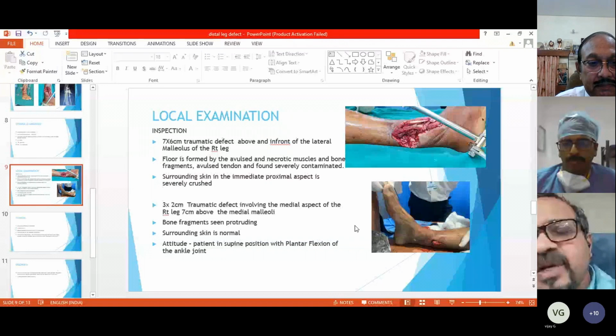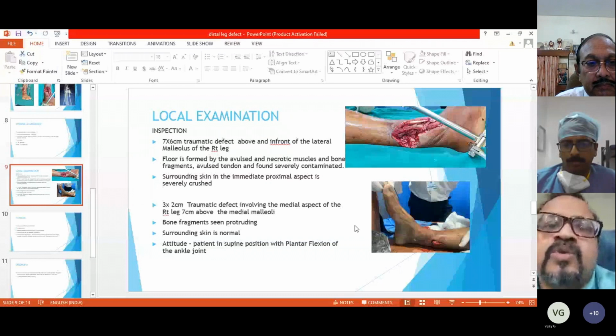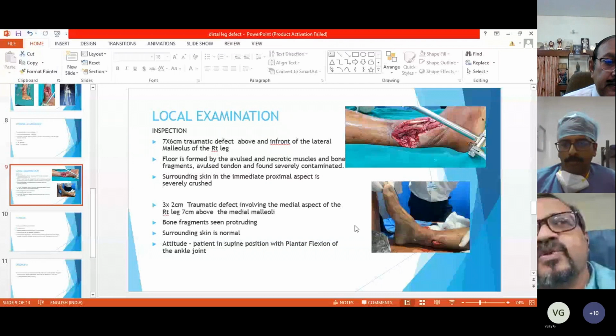So I think we have to emphasize that the plastic surgeon should be doing the debridement under magnification. And it should be a senior person doing it, not the junior-most person, because debridement is the most important part of flap treatment, I think.